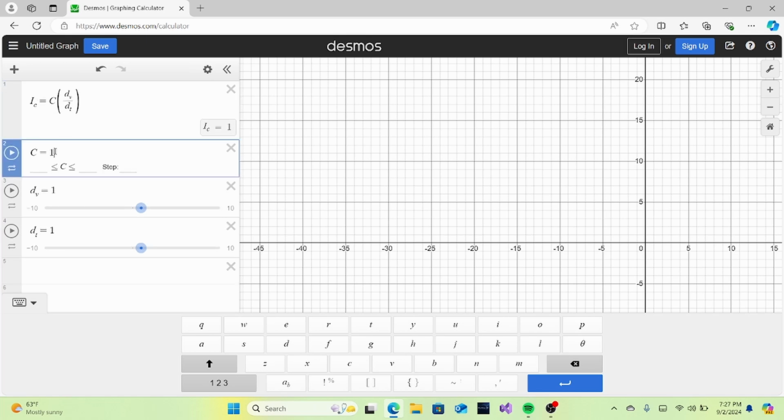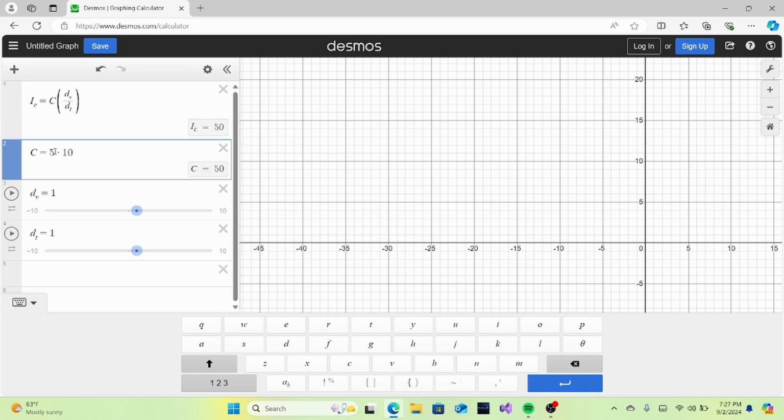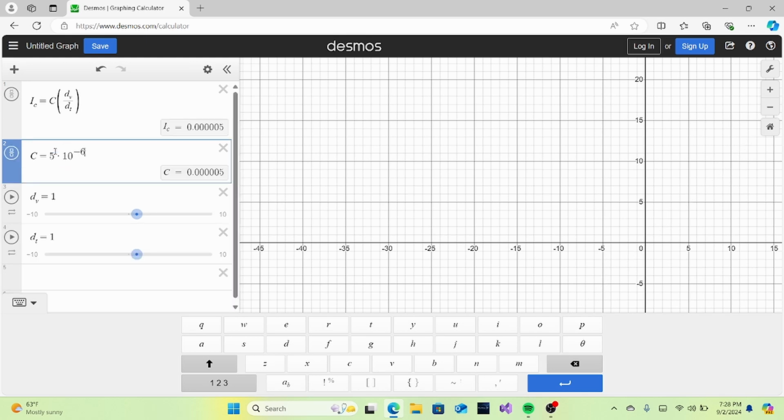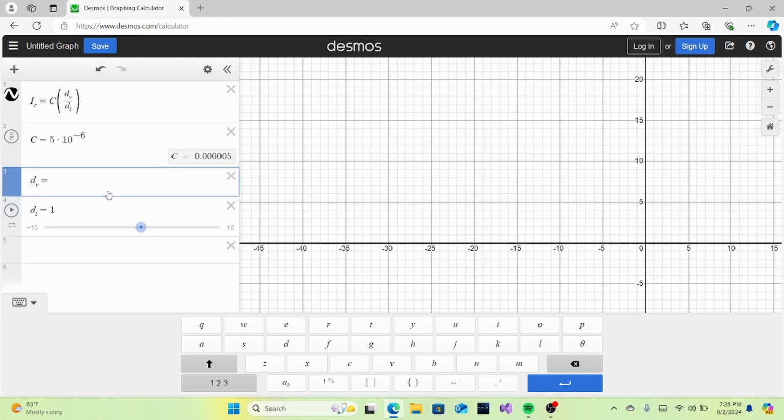So right here, let's just say that we have a 5 microfarad capacitor, 5 times 10 to the power of -6. I've never figured out how to do derivatives in Desmos. If one of you in the comments happens to know, let me know. But what we're going to do here is a poor man's derivative.